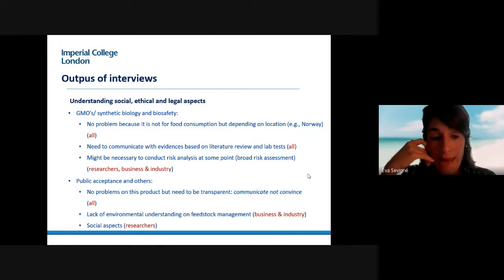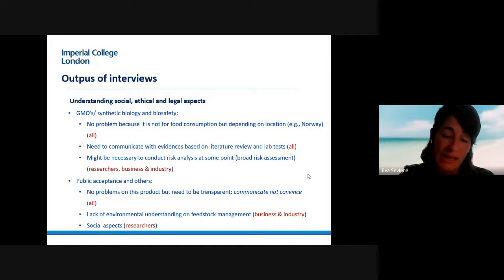And in general, they believe there is a lack of environmental understanding on the use of forestry resources. This was perceived as very important by representatives of business and industry. And that's why they think that we need to conduct additional quantifications associated with the use of these forestry resources, to show and to prove that we are not going to generate any other indirect consequence for others. And all of them believe that we should include, in combination with environmental studies, also some social aspects. For example, by using social LCA or by having a sustainable LCA of the project.